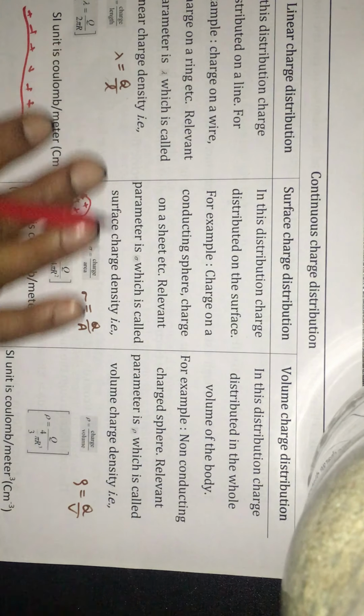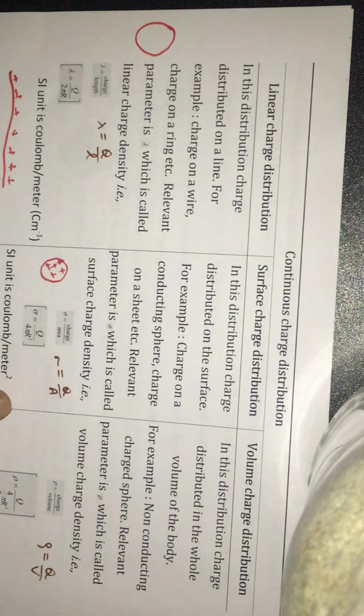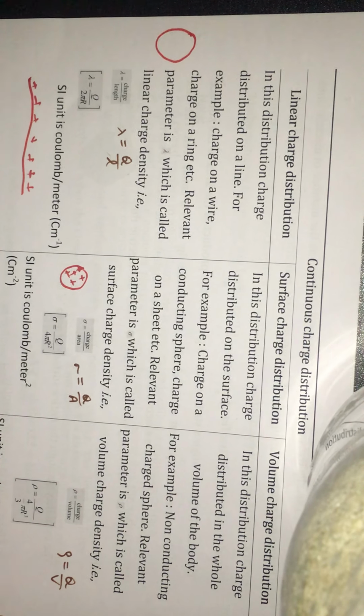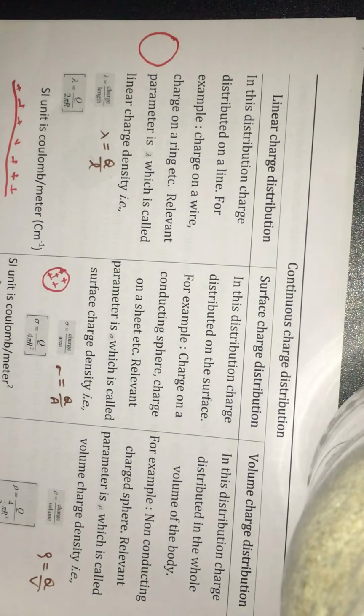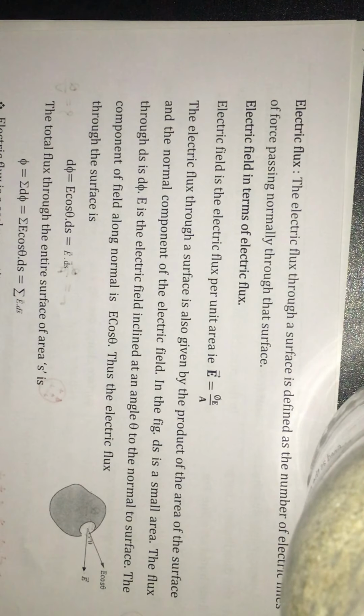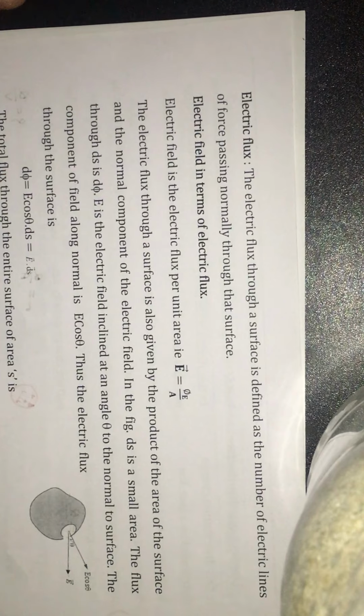So this is about continuous charge distribution. Whenever you think of continuous charge distribution, you have to remember these three parameters: linear charge density, charge by length; surface charge density, charge by area; volume charge density, charge by volume. Next to this, we have to know about a very important term known as electric flux.